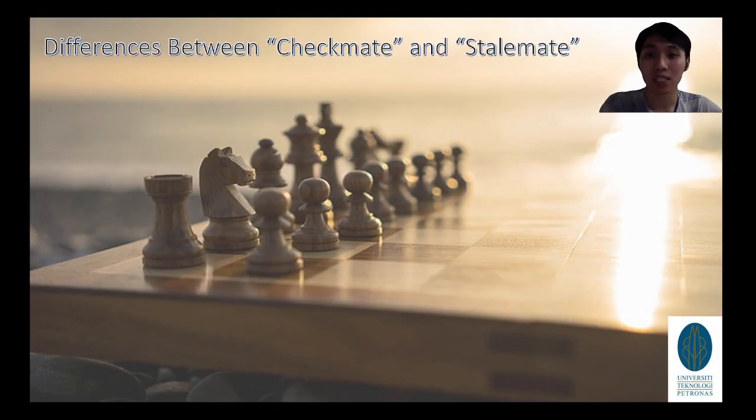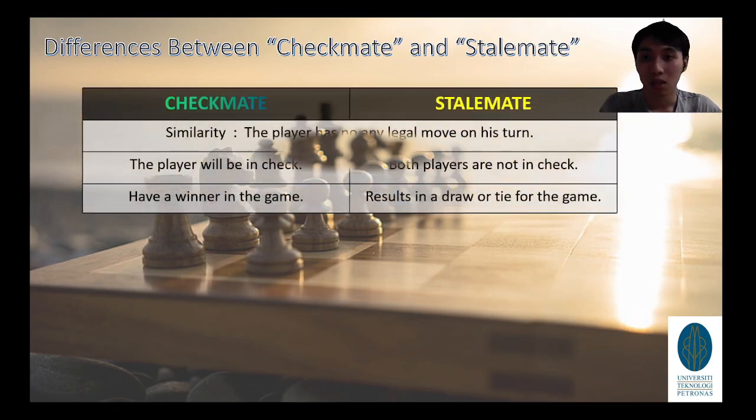Lastly, we have to understand the differences between checkmate and stalemate. Both checkmate and stalemate occur when one of the players has no legal move on his turn. However, for checkmate, the player will be in check, while for stalemate, neither player is in check. When checkmate occurs, we will have a clear winner for the game, whereas when stalemate occurs, it will result in a draw for the game.